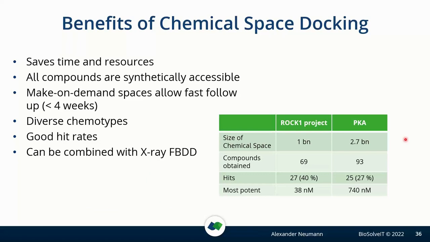So just to compare, if I haven't convinced you yet, then the hits from this table will do. For the PKA project, this is the one with crystals first and Enamine and chem space. We had a 27% hit rate. The best candidate was at an inhibition of 740 nanomolar, and this is the genetic publication that you can see here. They get very diverse hits with a hit rate of 30%. So the hit rates are really, really good for those two projects and also for others. Let me tell you that.